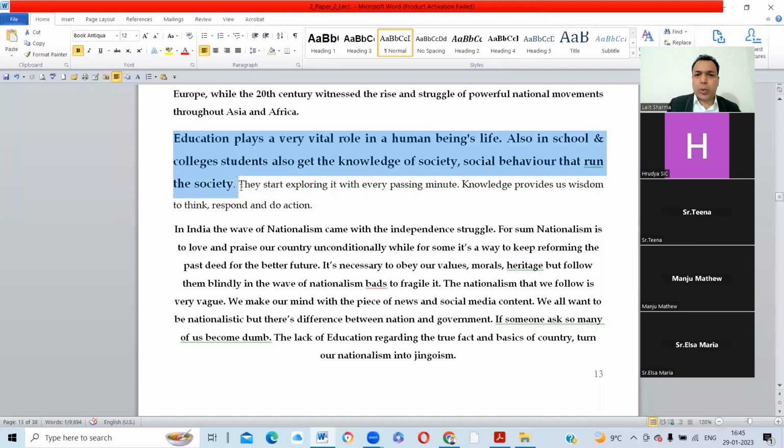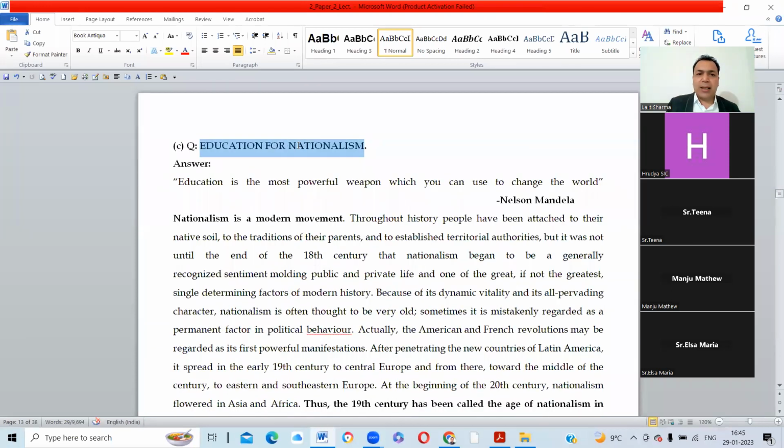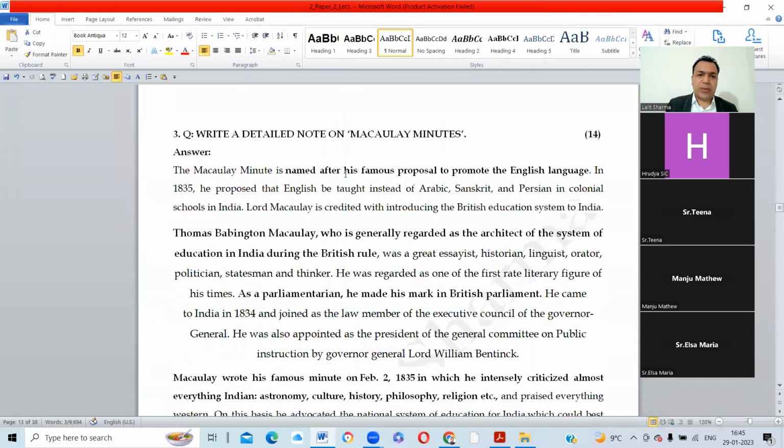Education plays a very important role in the human being's life. Also in school and colleges, students get the knowledge of society and the social behavior that runs the society. They start exploring it with the passing minutes. Knowledge provides us wisdom to think, respond, and act. So this is about how education made you realize nationalism and the exact meaning of nationalism, right? Otherwise, without education, the word nationalism is vague for you, right? So these are the short questions for education for nationalism.